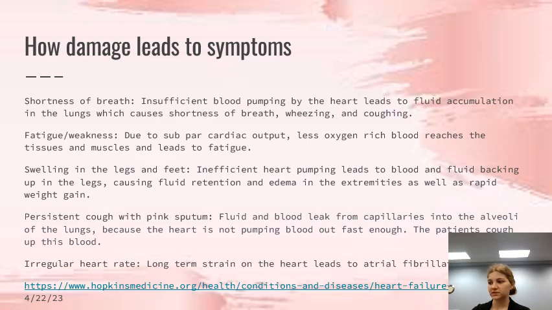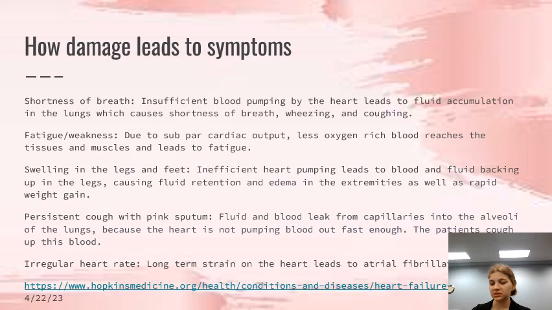The patient's chronic fatigue is due to the fact that oxygen-rich blood is not reaching all of their tissues and muscles as it should be. This is somewhat similar to an anemic patient. They're not getting enough air to their entire body, so the body has less energy and needs to work harder to keep functioning.